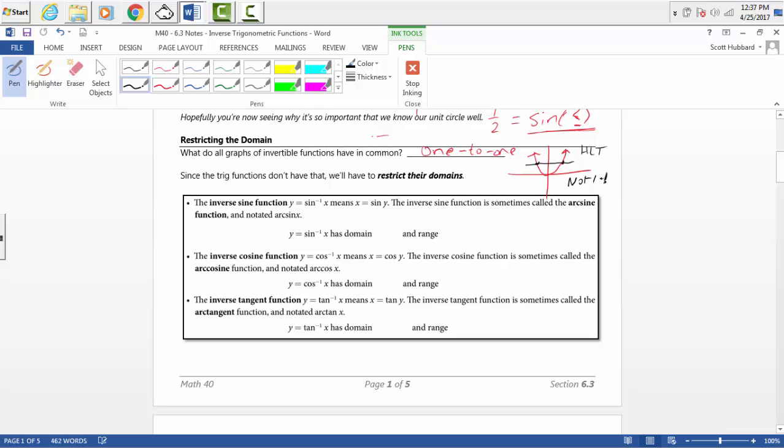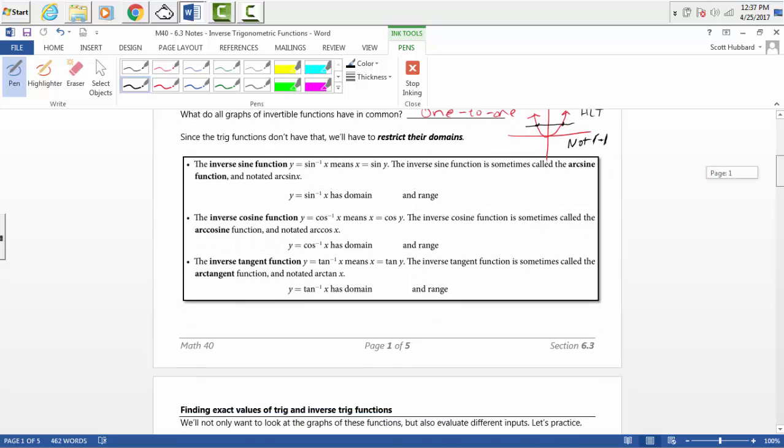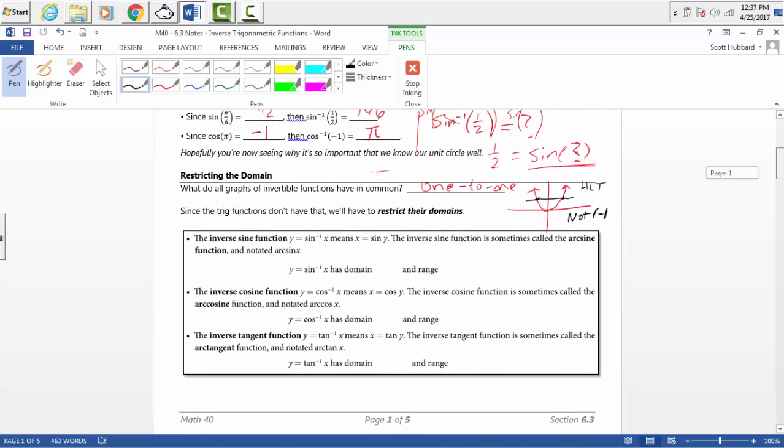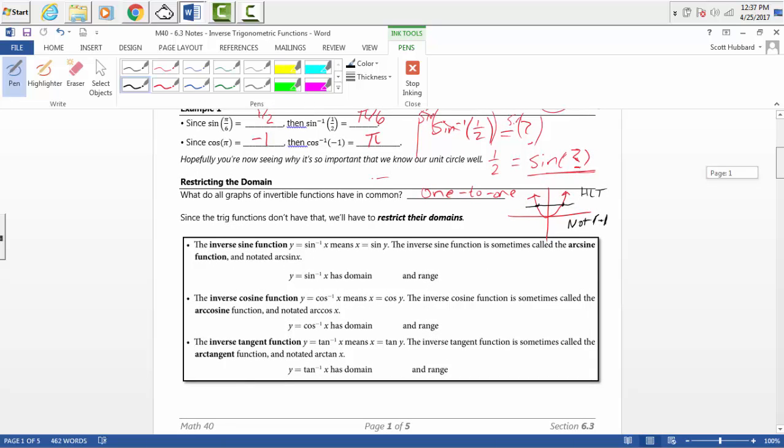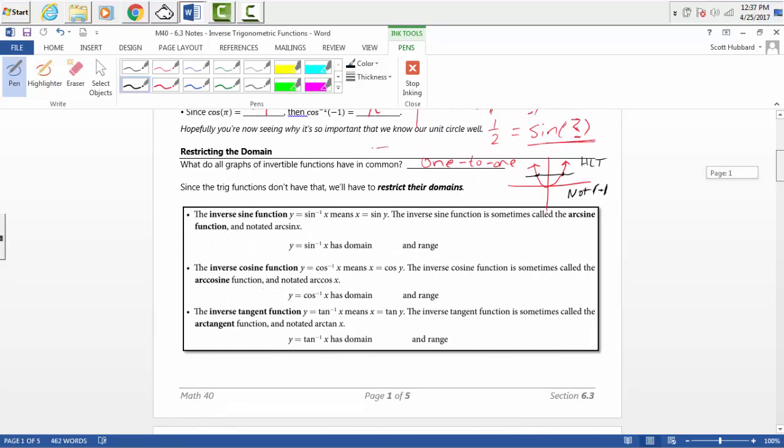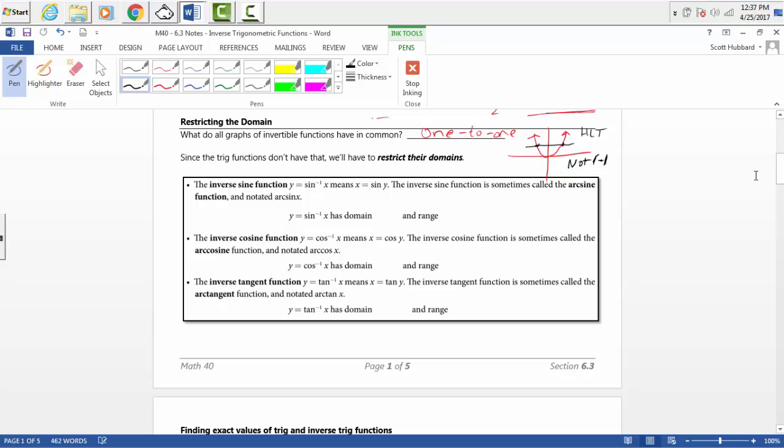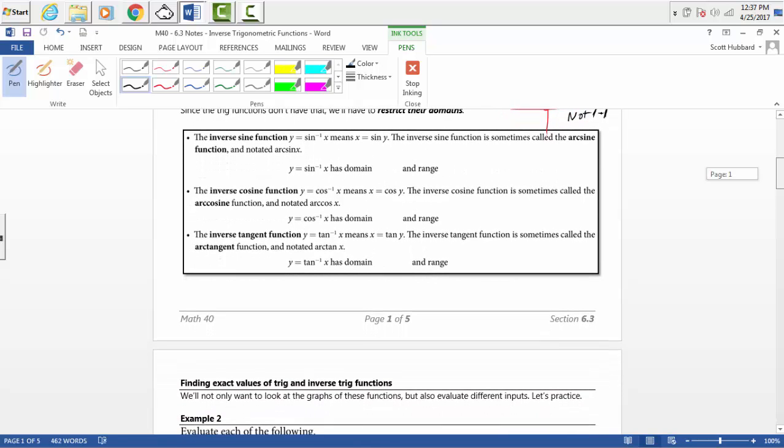And if you're not one-to-one, that means you can't have an inverse, because you could have two answers that would go with the x and the y. So that kind of sucks. So for sine and cosine, the question is, are they one-to-one? Can we say they have an inverse?